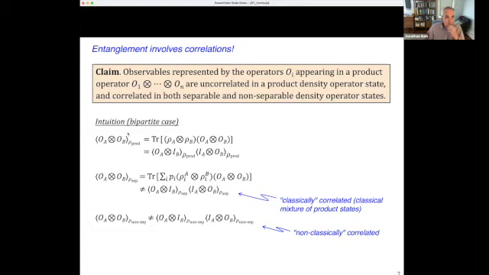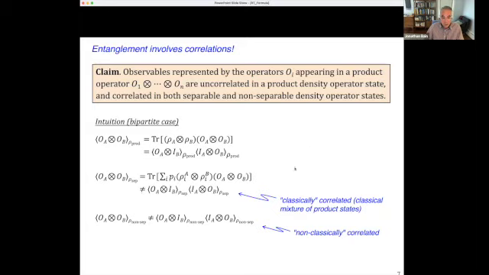The intuition underlying this claim can be motivated by the simple bipartite case, right? So the claim is, for the bipartite operator OA cross OB, the expectation value of it with respect to a product density operator state factorizes, right? By definition of the trace, whereas the expectation value of this product operator with respect to a separable state does not factorize. And neither does the expectation value of the product operators with respect to a non-separable density operator state. Right. So in the latter two cases, that's an indication of correlations.